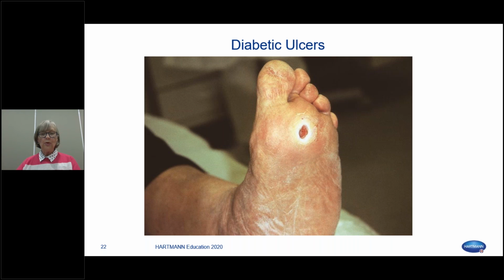You can also see that the foot is very dry, resulting in the formation of cracks all over the plantar surface. As you can see, it's out of shape as the arch has collapsed. This can lead to new pressure points as the person's gait will change. This is a classic diabetic foot ulcer.